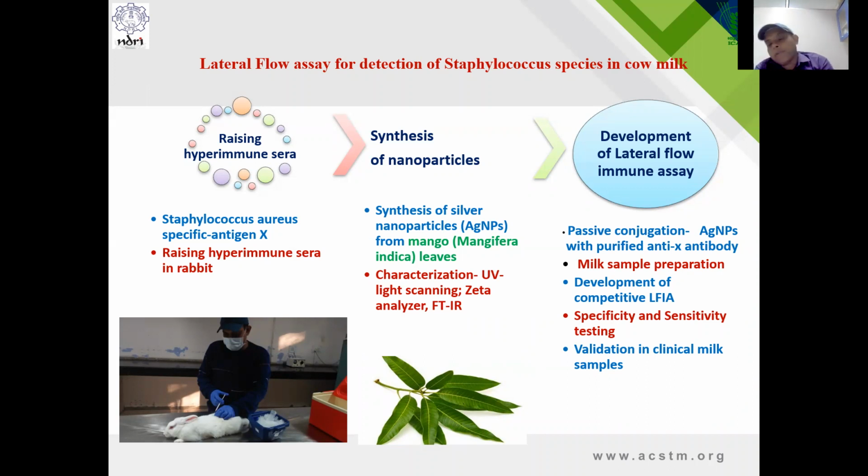As we know, nanoparticles can originate from different sources, like gold nanoparticle, carbon nanoparticle, or silver nanoparticle. And these mango-derived silver nanoparticles are green nanoparticles, and they are non-toxic, and as they are easily available, we chose mango leaves for synthesizing the nanoparticle. Followed by, we have gone for their characterization by UV light scanning, Zeta analyzer, FTIR, etc. Further, we have gone for development of lateral flow immunoassay.